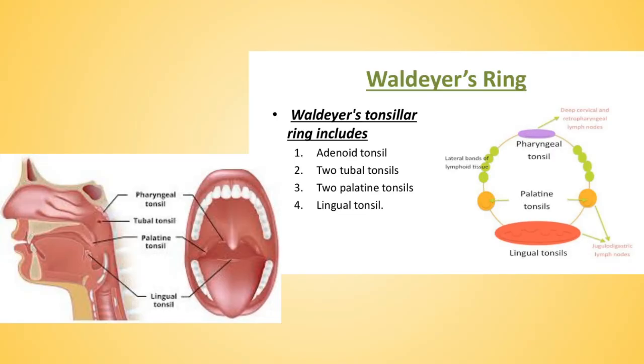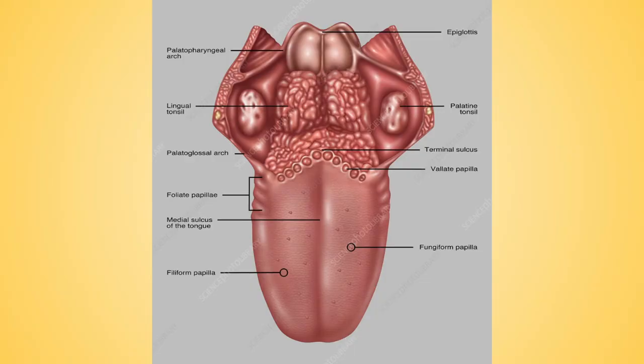Now a very important thing, that is Waldeyer's ring. Waldeyer's tonsillar ring includes 4 types of tonsils, that is the adenoid tonsil, 2 tubal tonsils, 2 palatine tonsils, and the lingual tonsil. The lingual tonsil in the posterior 1/3 of the tongue forms part of the Waldeyer's ring. Now the next thing is about the papillae of the tongue, very important.